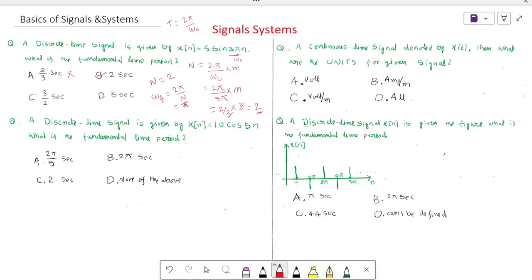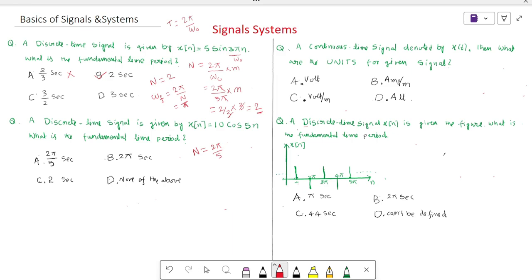Is it? Next question. A discrete time signal is given by x of n equal to 10 cos pi n. What is the fundamental time period? So what is the difference compared to the previous question? Here there is pi, but there it had no pi. Then we will check it. For the time period, from the formula, fundamental time period equal to 2 pi by omega naught. So what is omega naught? 5 only.